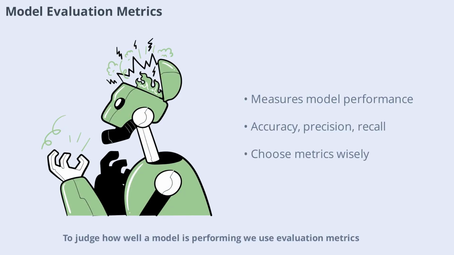To judge how well a model is performing, we use evaluation metrics. These are numbers that summarize the model's accuracy, precision, recall, and other qualities. The choice of metric depends on the problem. For example, in medical diagnosis, recall might be more important than precision. Using the right metrics helps us understand a model's strengths and weaknesses.